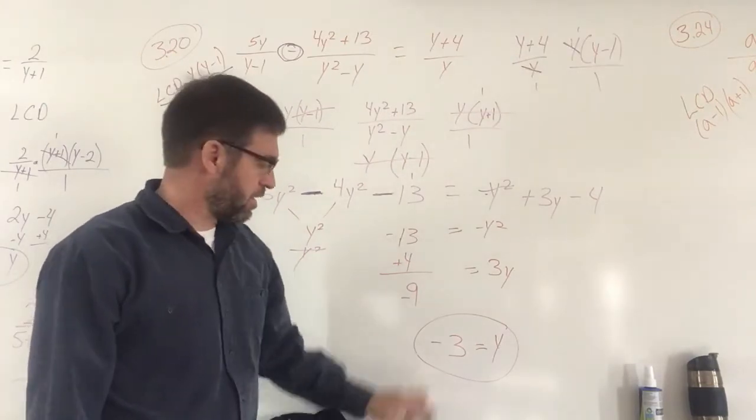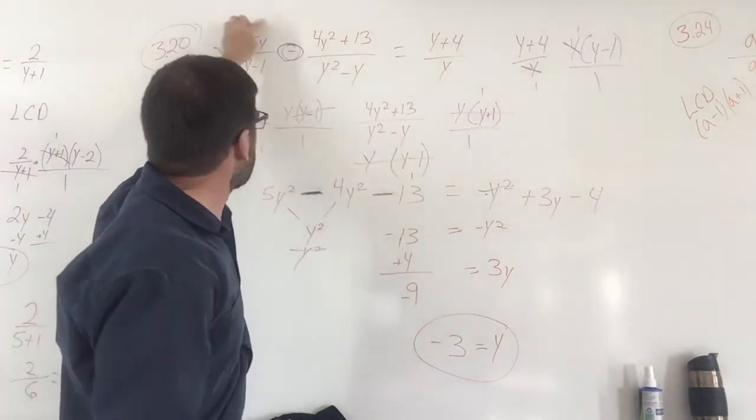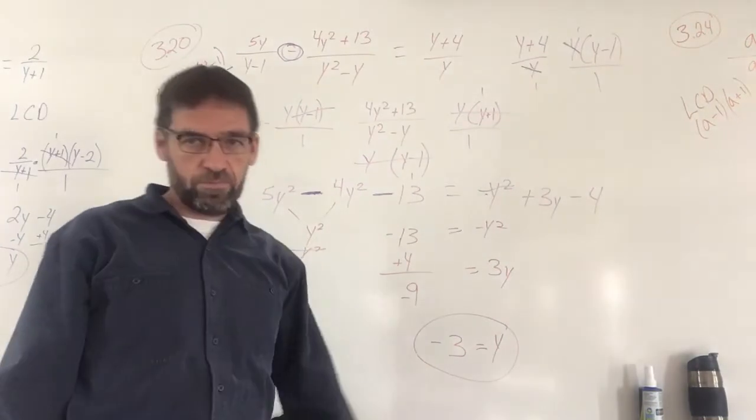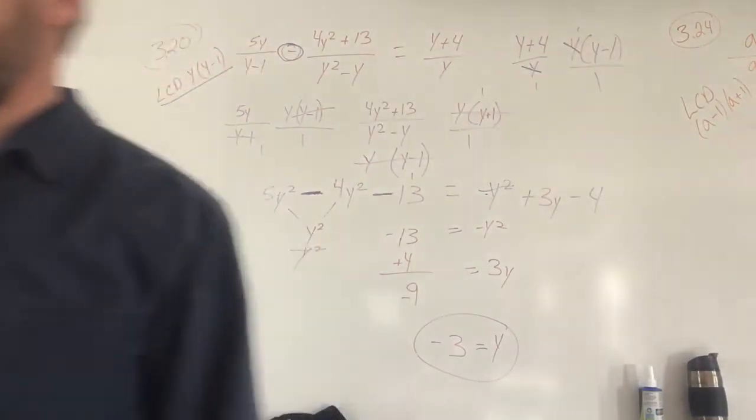For the sake of time, let's move on. I'm not going to check it. But negative 3 now should go into each one of these spots, and it will come out. I checked it.